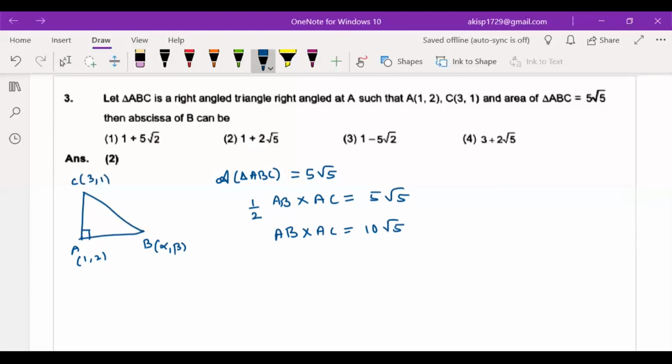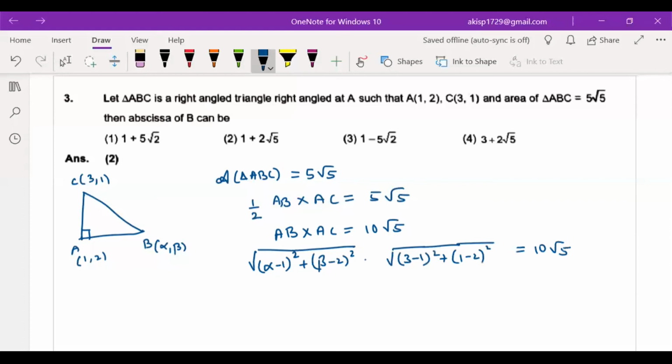But AB I know, because in terms of alpha and beta I will know AB. So AB is nothing but the root of alpha minus 1 whole square plus beta minus 2 whole square. Similarly, AC is nothing but the root of 3 minus 1 whole square plus 1 minus 2 whole square. This is 10 root 5. So this is one piece of information that I have.